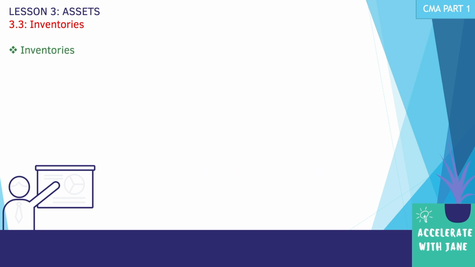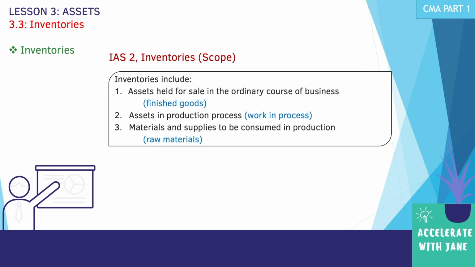Alright, so first subtopic here, let's first define inventories. Per IAS 2 or International Accounting Standard 2, the scope is inventories include, first, assets held for sale in the ordinary course of business, or what we also call finished goods. Second is the assets in production process or the work in process. Third, materials and supplies to be consumed in production. We also call these raw materials. Now, let's differentiate each one.